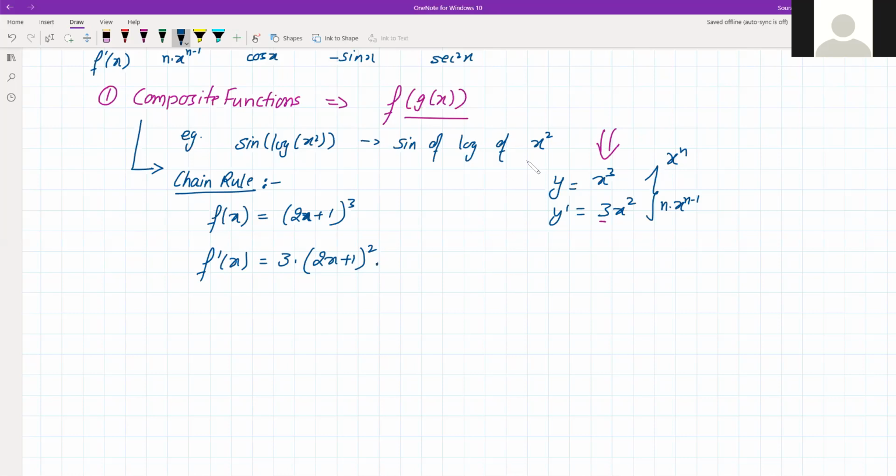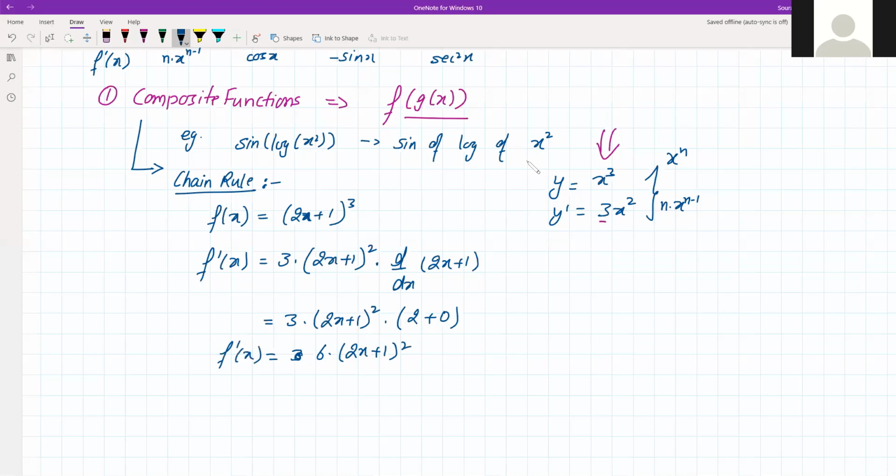So next we have to differentiate 2x plus 1. So now in the next step, we'll differentiate this. So this becomes 3 into 2x plus 1 whole square into differentiation of 2x plus 1 will be what? 2 plus 0. Differentiation of 2x is 2 and differentiation of 1 is 0. So this is 3 into 2, that is 6 into 2x plus 1 whole square. Now that's what is our final answer. That is 6 into 2x plus 1 whole square.